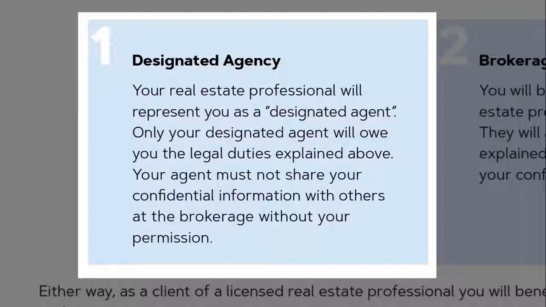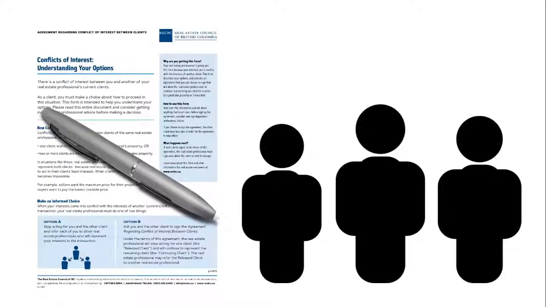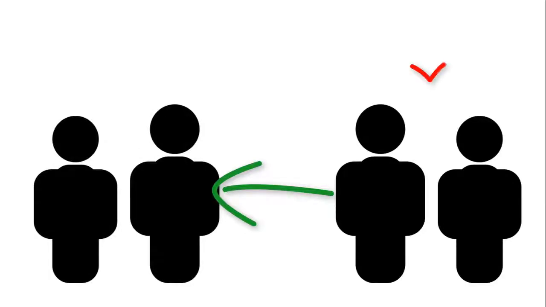Only your designated agent owes the fundamental agency duties to you as a client. Your realtor will not share your confidential information with others without your permission. In the event that a realtor has a relationship with a buyer and seller, or a tenant and a landlord, the realtor must not represent either party unless they have obtained written consent from all parties. If this happens, a realtor can provide a referral to another designated agent who can provide the client with an agency relationship.